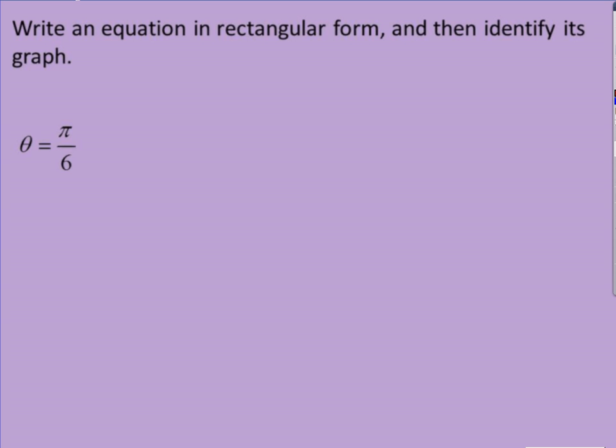If you remember back from section 1 of this chapter, if we had an equation of theta is equal to pi over 6, this would represent just a straight line. So when we get this converted back to rectangular form, this should be an equation of a line in rectangular form. So we need to figure out what the equation is in rectangular form. We have theta is equal to pi over 6. Remember that we know that the inverse tangent of theta is equal to y over x.